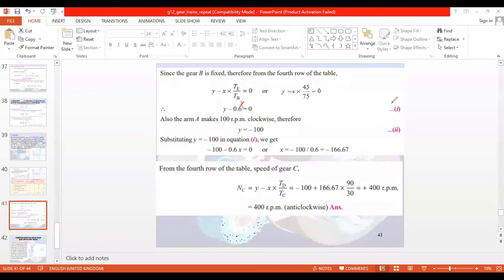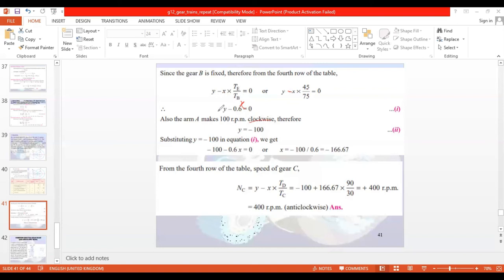Also, arm A makes 100 RPM clockwise, as said in the question itself. Usually we take anti-clockwise as positive, so here, since it is clockwise, I will take it as negative. So Y is equal to minus 100. I have one equation, Y minus 0.6x is equal to 0, and another equation, Y is equal to minus 100.